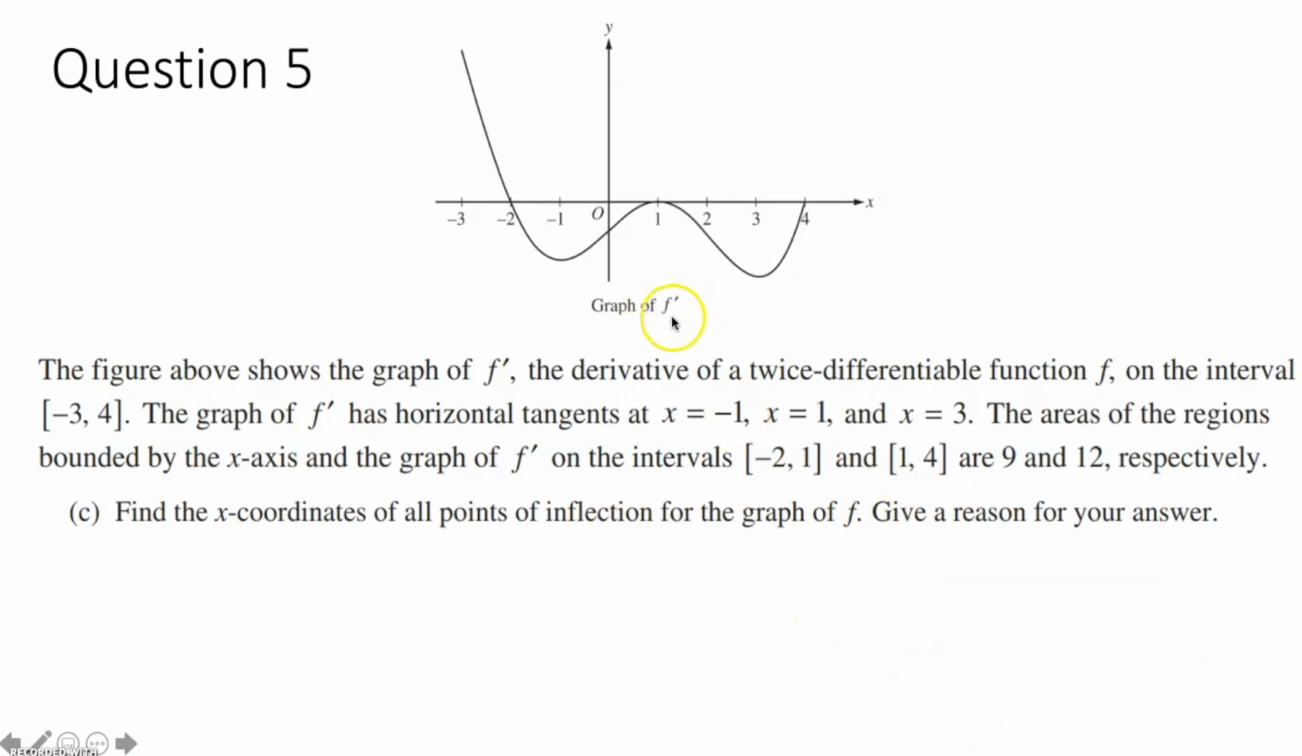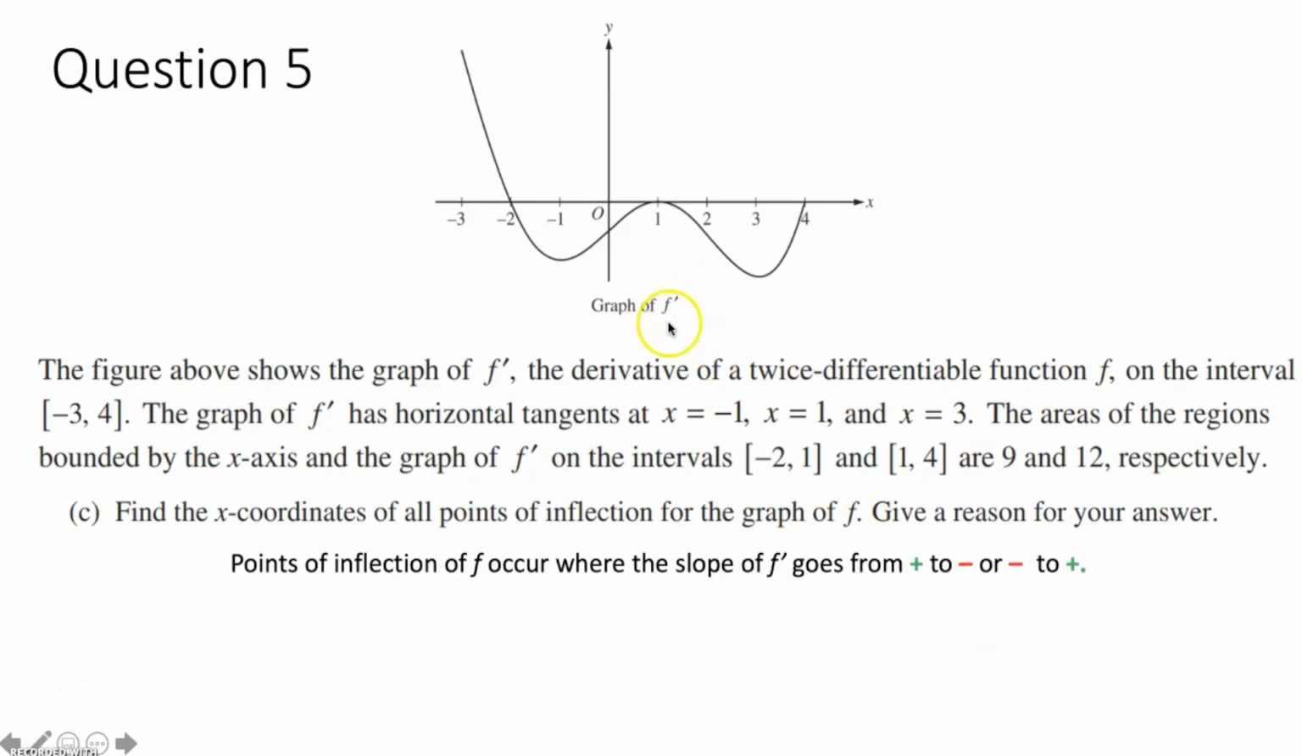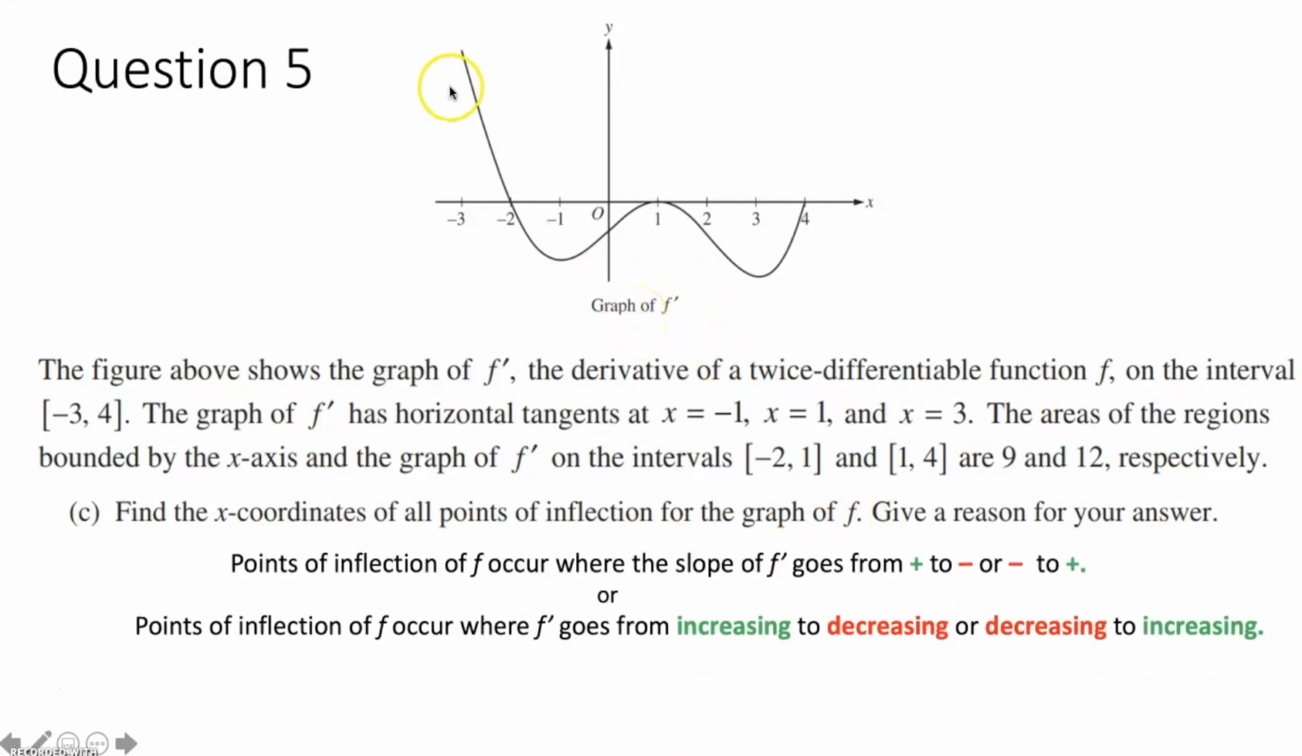So how do we interpret the second derivative from the graph of the first derivative? Well, we already said that the second derivative is just the derivative of your derivative, or the slope of your derivative. So the second derivative corresponds to the slope of the derivative graph. So the original function f is going to change concavity anywhere where the slope of the derivative graph changes sign. So anywhere where the derivative graph changes from increasing to decreasing or decreasing to increasing.